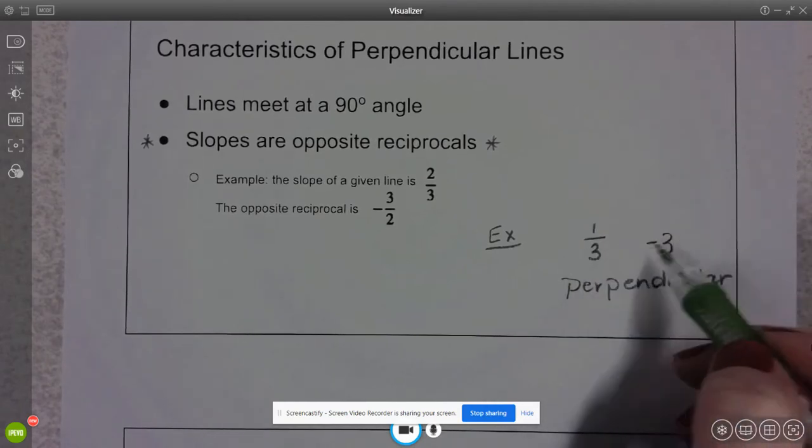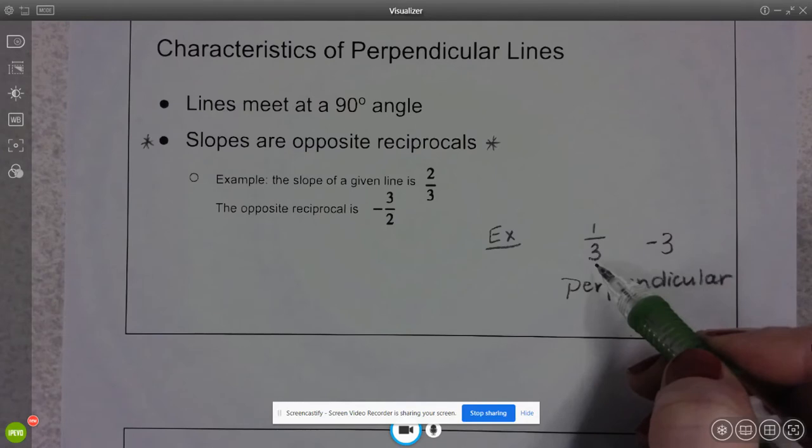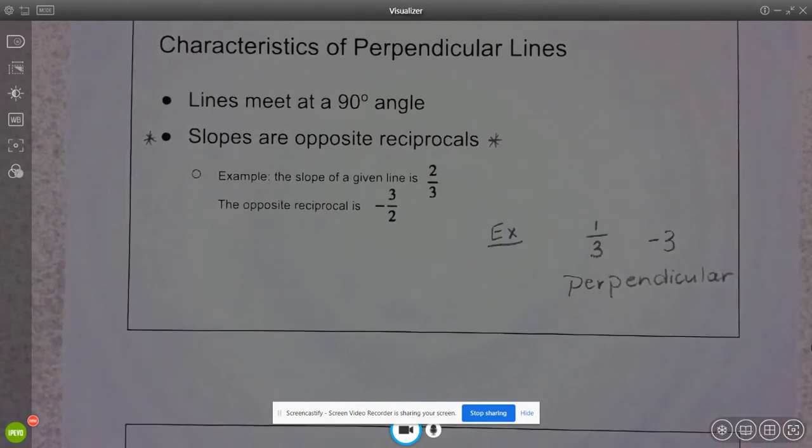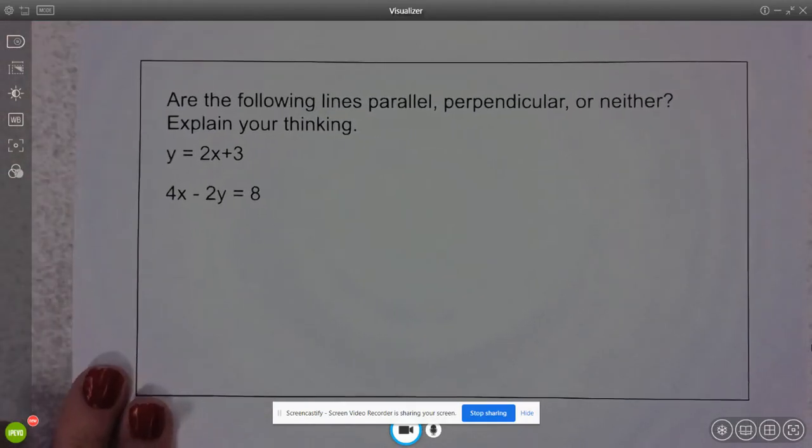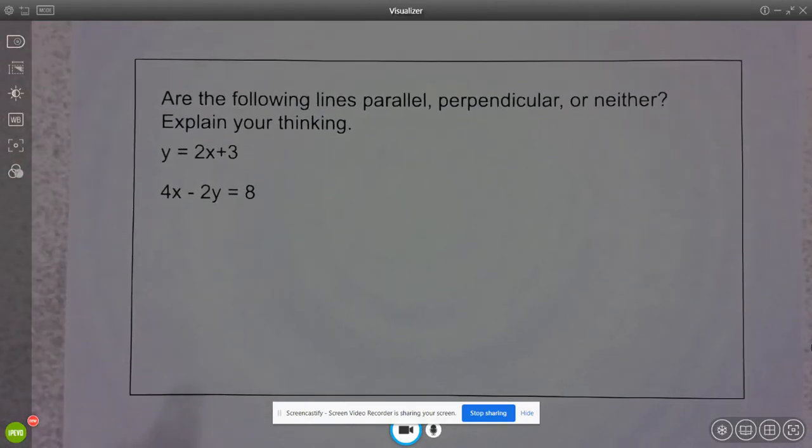Because the fractions are the flipped version or the reciprocals of each other, and the sign is the opposite. So the first thing we're going to do is just look at two examples of two lines, and we're going to figure out if they are parallel, if they are perpendicular, or if they are neither one.